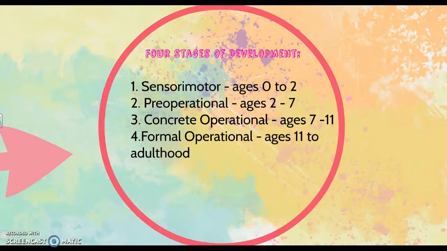The last stage is known as the formal operational stage. This stage begins at 11 and goes into adulthood. In this stage, children and adults are able to complete higher-level thinking. They are able to give answers and give evidence to support those answers.